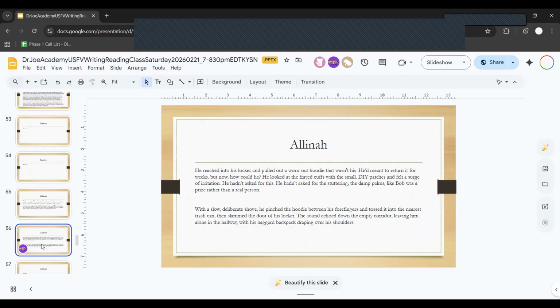He reached into his locker and pulled out a worn-out hoodie that wasn't his. He'd meant to return it for weeks, but now how could he? He looked at the frayed cuffs with the small DIY patches and felt a surge of irritation. He hadn't asked for this. He hadn't asked for the stuttering, the damp palms, like Bob was a prize rather than a real person. With a slow, deliberate shove, he pinched the hoodie between his forefingers and tossed it into the nearest trash can and slammed the door of his locker. The sound echoed down the empty corridor, leaving him alone in the hallway with his haggard backpack draping over his shoulders.